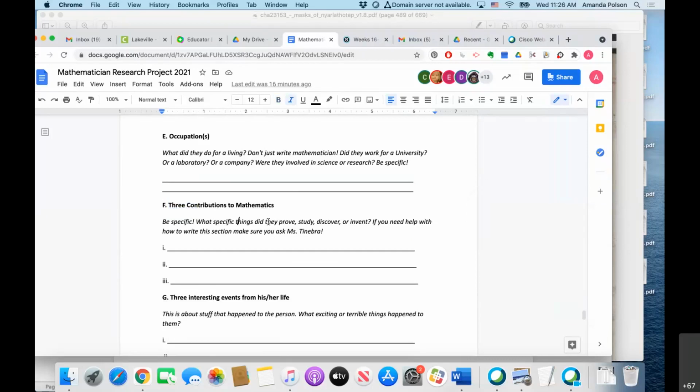So if you get to this part and the stuff you're reading makes no sense because it's these huge, complicated math terms and you don't know how to fill this out, just send me a message and send me a link to the article you're reading and say, hi, Ms. Tenebra, I'm struggling. Here is my article and my mathematician. Can you help me figure out their three contributions to mathematics? And then I'll help you with that, okay? So this part in particular, I wrote, make sure you ask Ms. Tenebra if you get stuck, because this part can be kind of hard, okay?